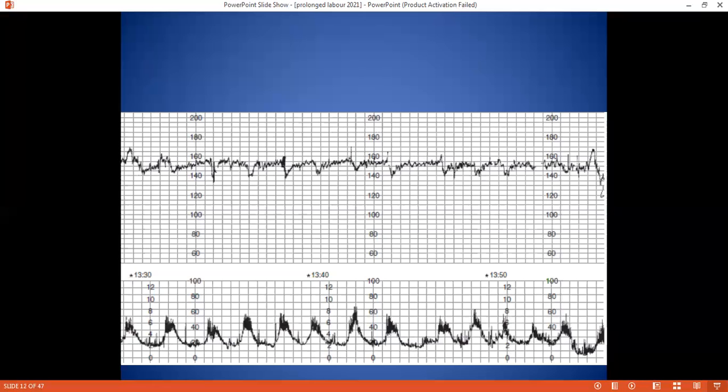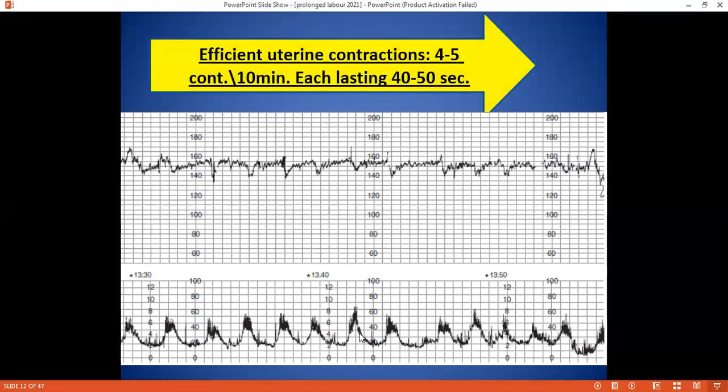Here we see, this is cardiotocography, this is the tocography part, and here the cardiography part. We see during the 10-minute window 1, 2, 3, 4, and 5 contractions, okay? So here we have efficient uterine contractions, 4 to 5 contractions in 10 minutes, each lasting 40 to 50 seconds. This is considered efficient uterine contractions.